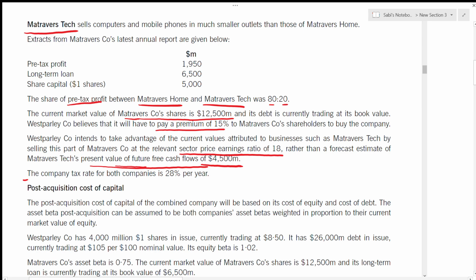Right? So they have already given you the present value of free cash flow, which is 4,500. Your job is only to find the value using the PE ratio, and then find the excess. What is the difference between that present value and the value using the PE ratio? And the company's tax rate for both companies is 28% per year. So tax is 28%. Using this piece of information, you'll be able to calculate.